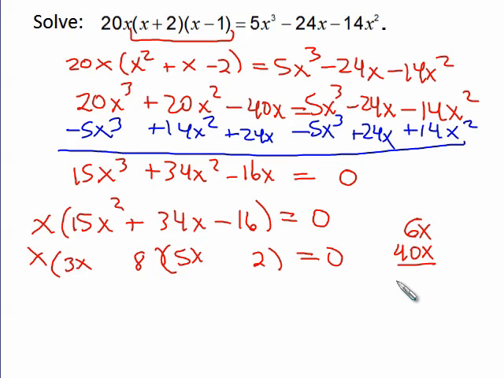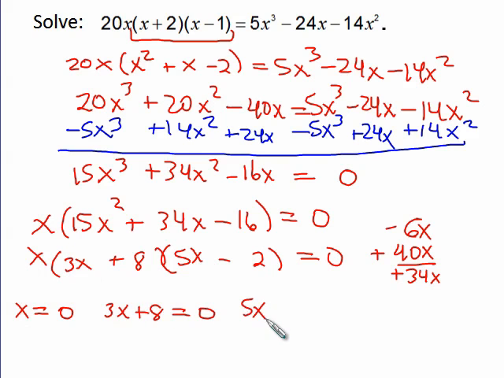So I can get to a positive 34x if I let my 40 be positive and my 6 be negative. So the outsides need to be negative, and then the insides need to be positive, which also gives me this negative 16. So I have my polynomial all factored. I have three factors that I set equal to 0. So the first one is just x equals 0, which is a solution. And then the next one is 3x plus 8 could be my 0, or 5x minus 2 could be my 0. So now I need to solve each of these individually because I already have one answer here.